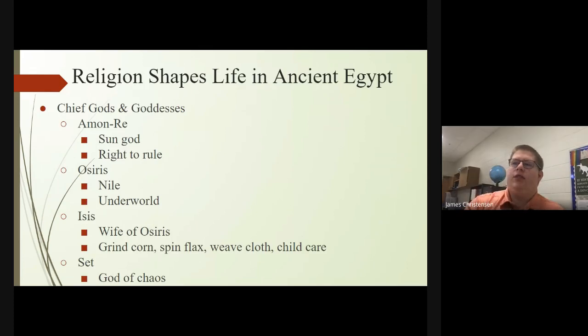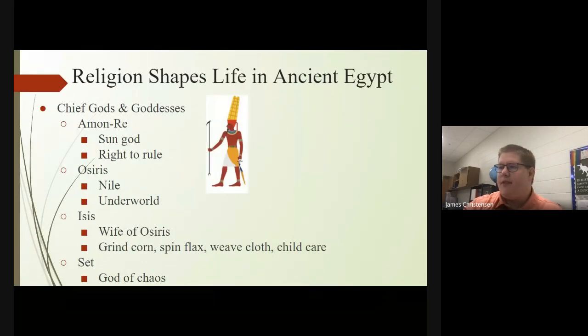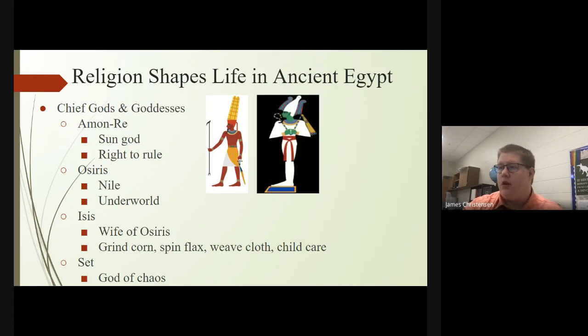Okay, so some religion, and it played a major role in ancient Egypt. Each one of the gods and goddesses in the Egyptian pantheon represented part of nature. So we had Amun-Re, the sun god, and the right to rule. I believe that is his image right there. Osiris, who was the god of the Nile and the underworld. Or god, I believe. Please do excuse me. That is a god, not a goddess.